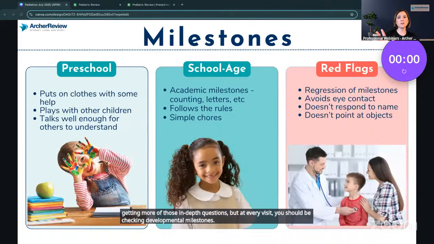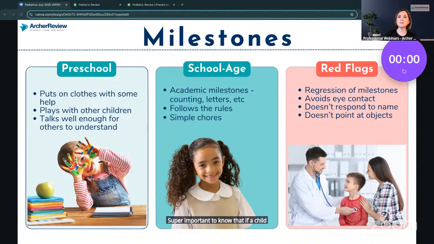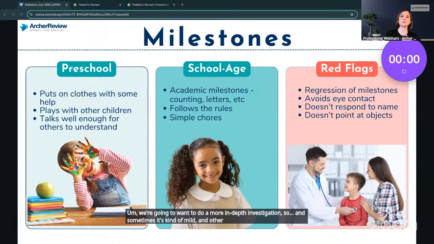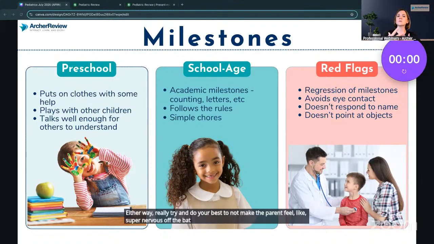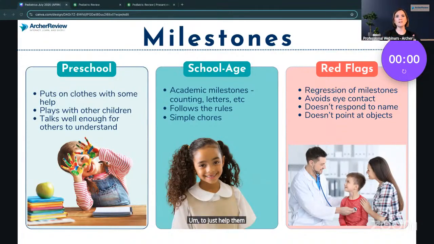Super important to know that if a child is not hitting several milestones, like not walking, not speaking, not making eye contact, or even regressing in milestones that they already hit, we're going to want to do a more in-depth investigation. Sometimes it's mild, and other times it's a little bit more extreme. Either way, really try your best to not make the parent super nervous off the bat. So just explain that you have some concerns. You want to get a more formal evaluation done, either in the office or with a specialist, to help them get caught up and make sure they're getting the care they need.